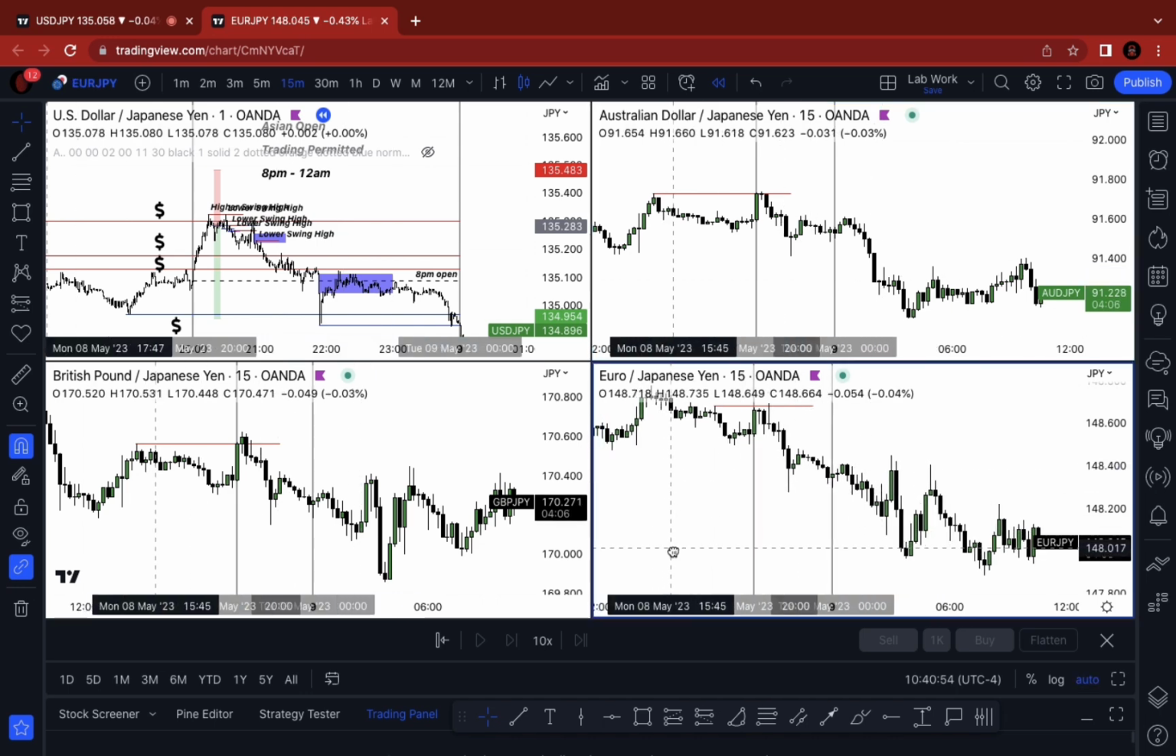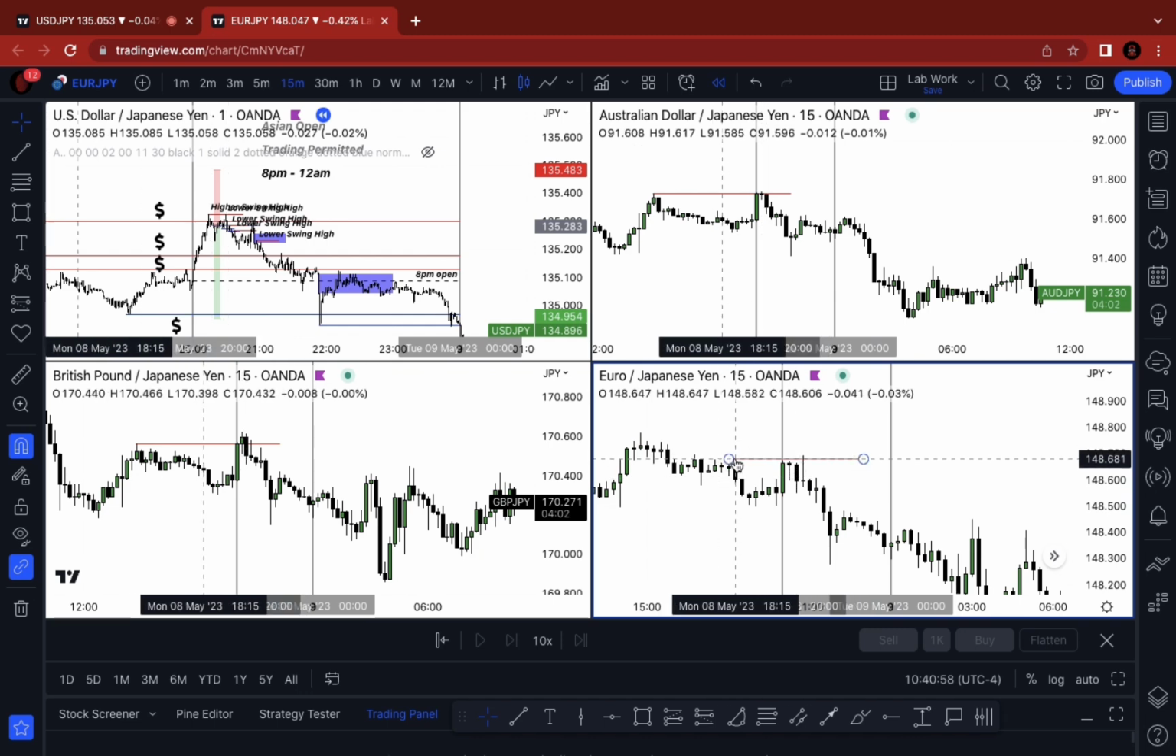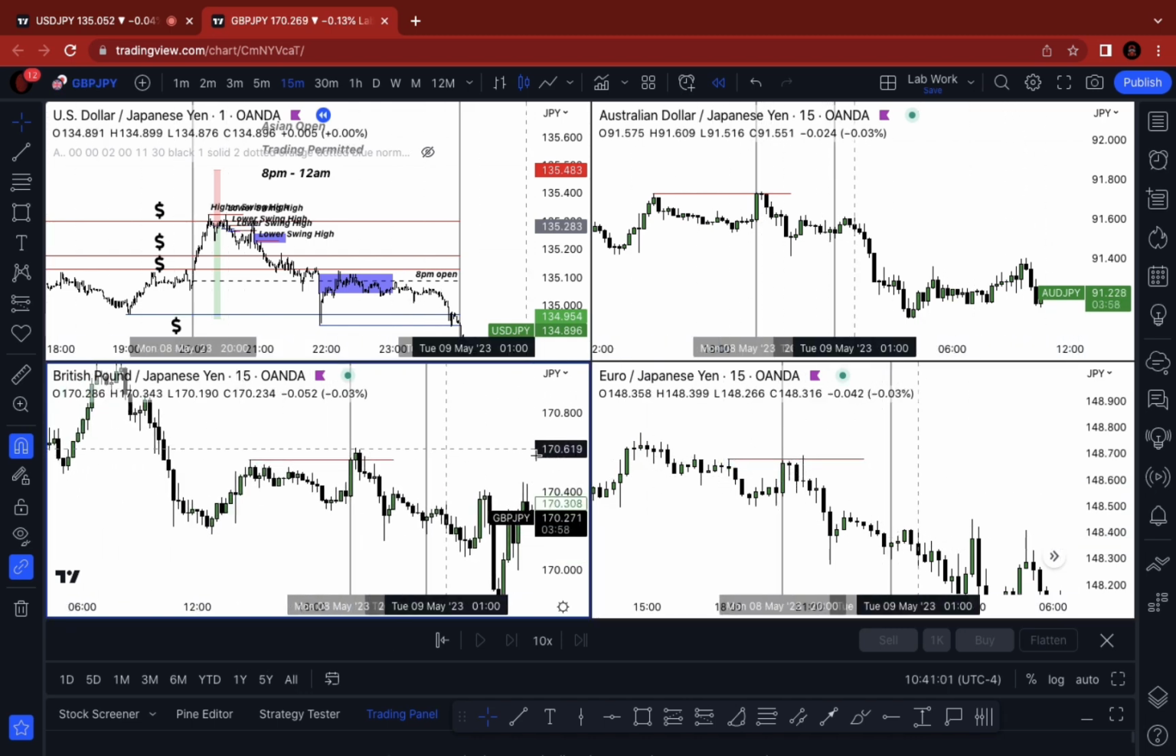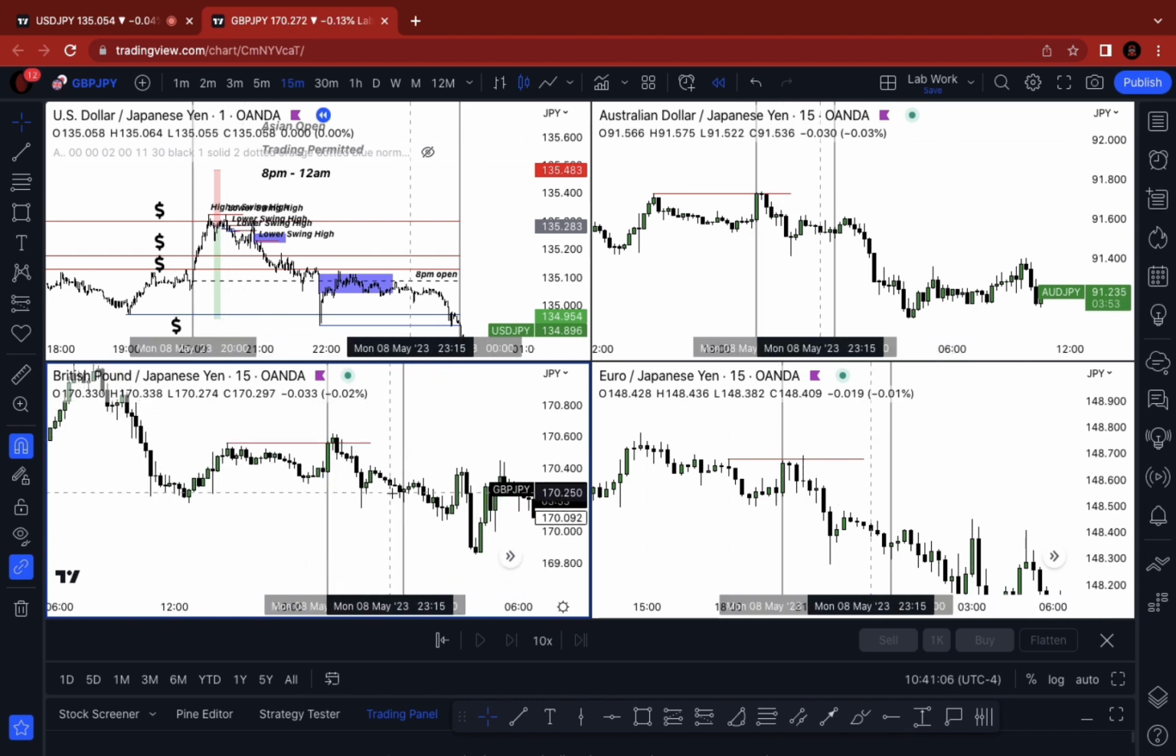Look at the bottom right. You can see on the 15-minute time frame, it takes out some type of high, goes lower. Look at the bottom left, pound yen. Same thing. Takes out some type of high and then goes lower. So it doesn't matter which pair I was looking at.